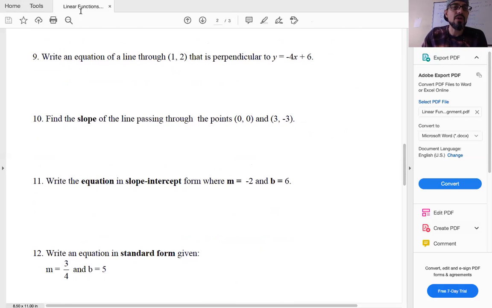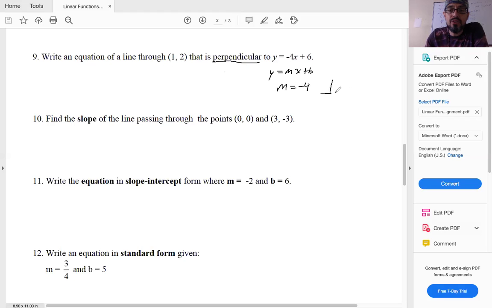Looking at this line, write the equation of a line that goes through this point and is perpendicular. Now, anytime in this unit you see the word perpendicular or parallel, you should immediately think slope. Okay, so, perpendicular to this line, I want to know the slope of this line. This line is in y equals mx plus b, so m equals negative 4. So write the equation of the line through 1, 2, and is perpendicular to this line. Now, this line has a slope of negative 4.